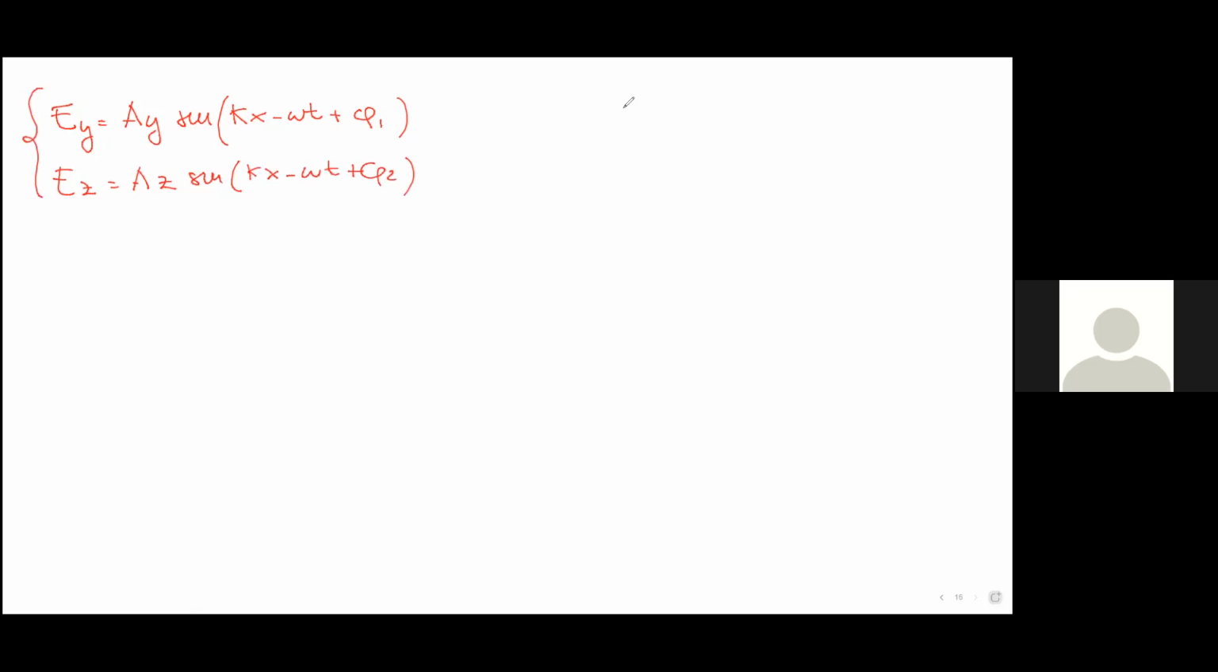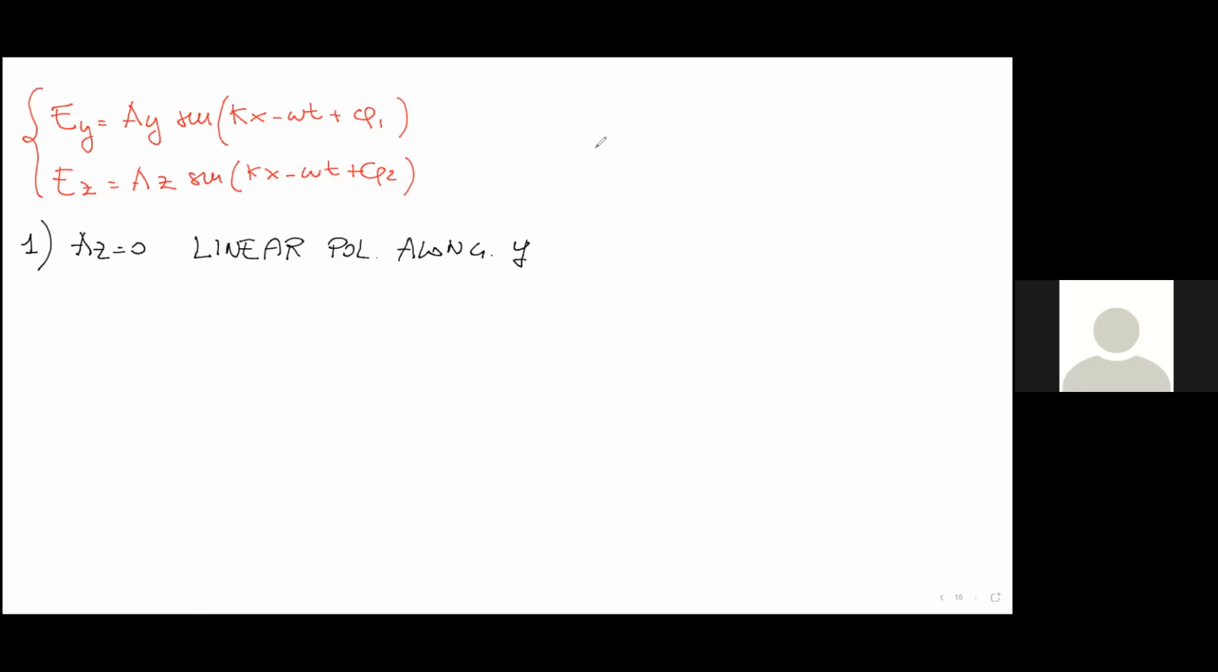Now, what are the cases we can have? One, Az is equal to 0. So the Z component is missing. Okay? So the field has got only Y component. This is named linear polarization along Y. So we say that the electric field is linearly polarized along the Y direction.